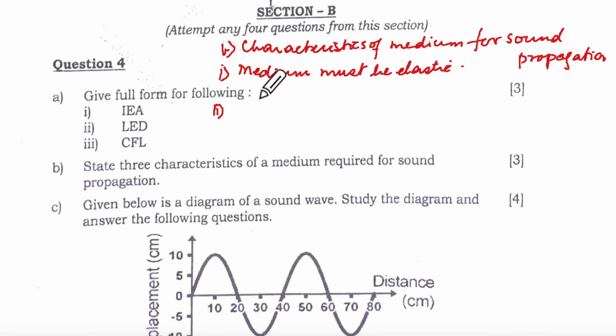Page number 194. What is the second one? The medium must have inertia. Must have inertia. And the third one should be frictionless. Very good.